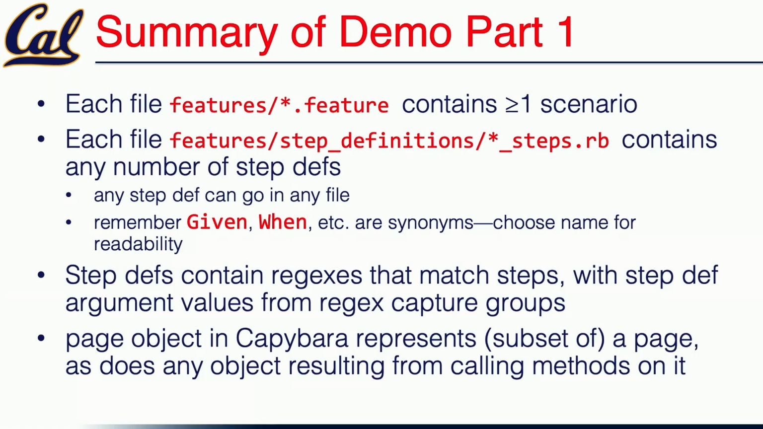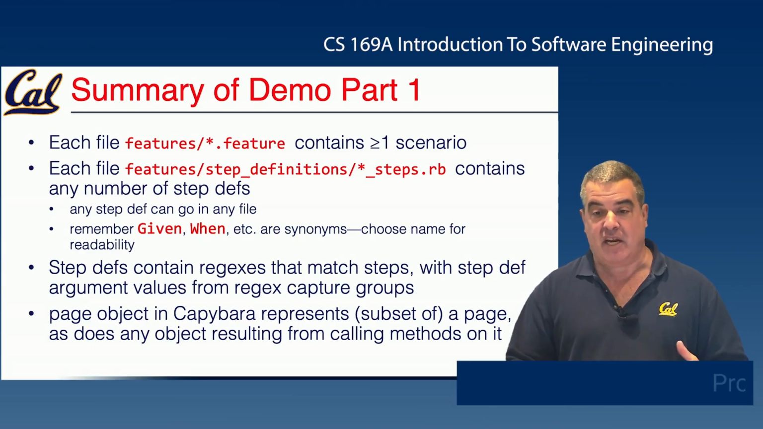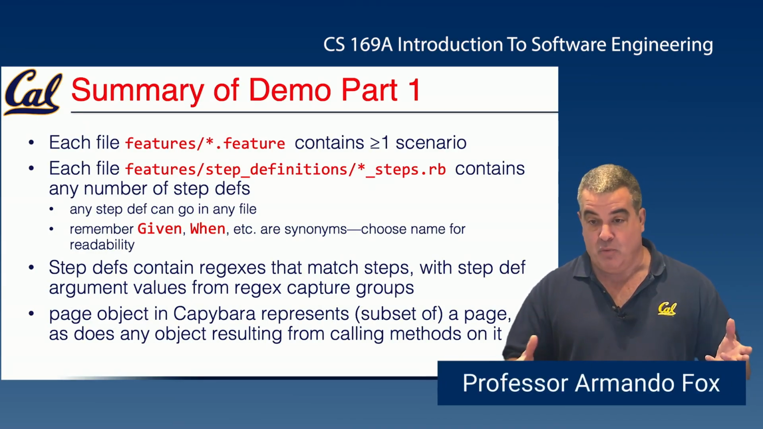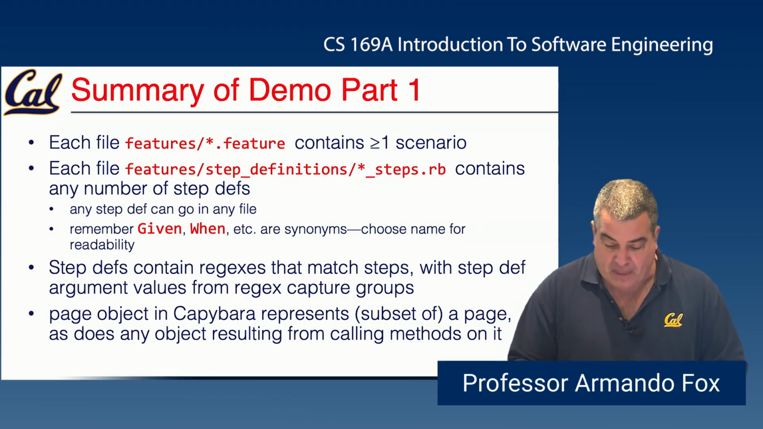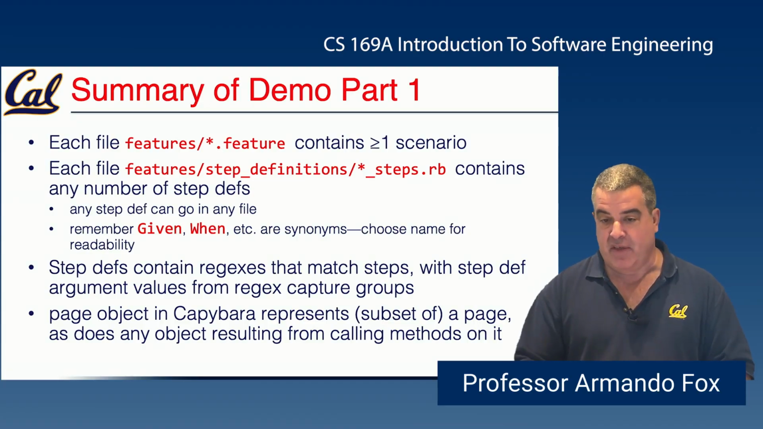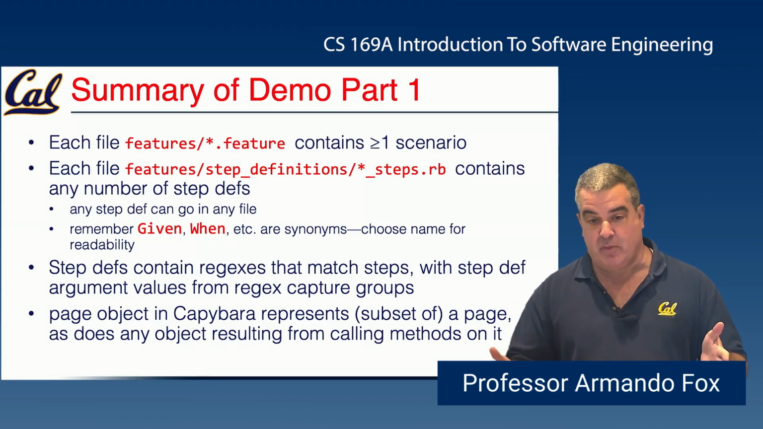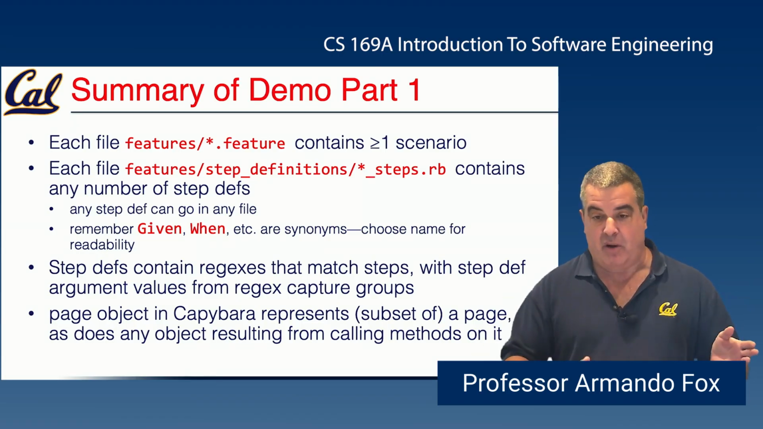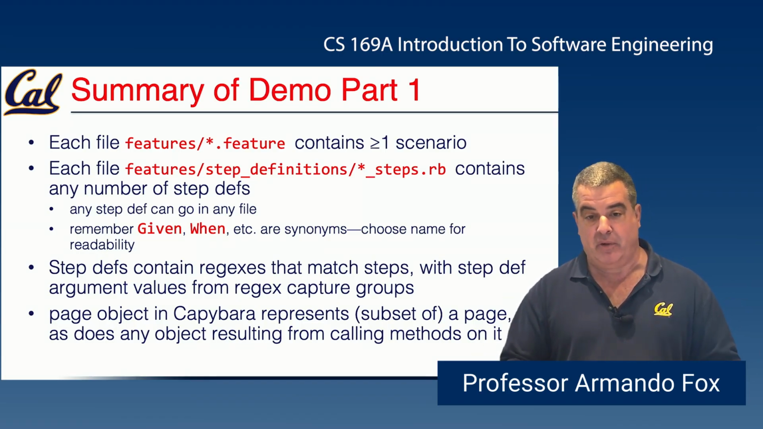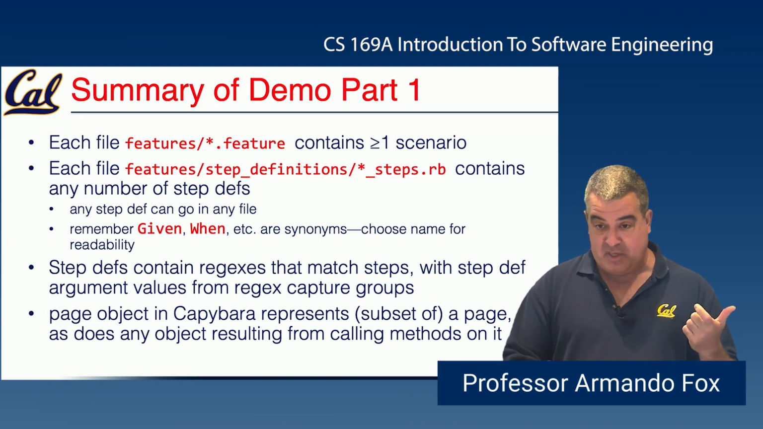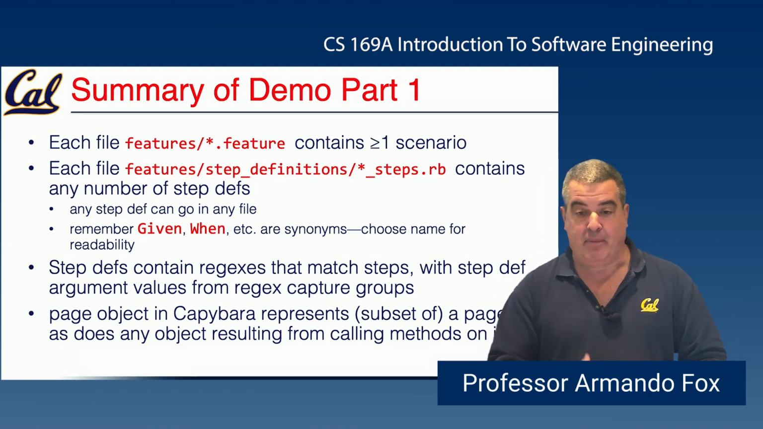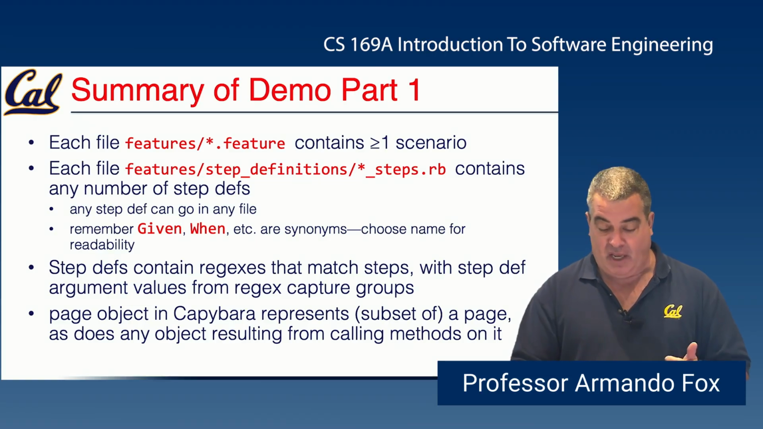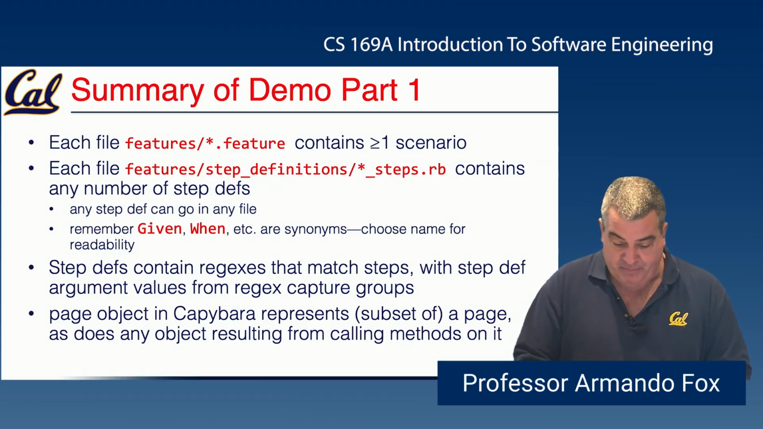So a step definition that is generally used for setting up preconditions is more readable if you call it a given. And then the way that these things work together is the step definitions contain regular expressions. Those regular expressions are matched against the steps in the scenario, and any parentheses capture groups in the regexes become the arguments that can be used in the body of the step definition.